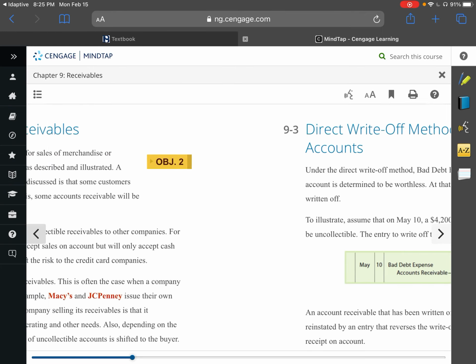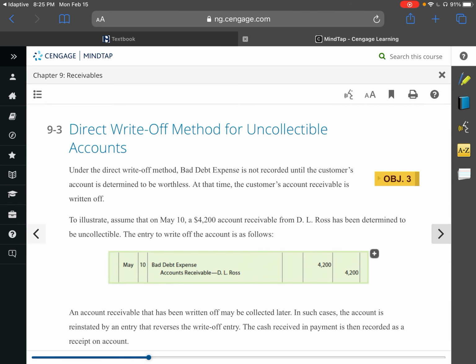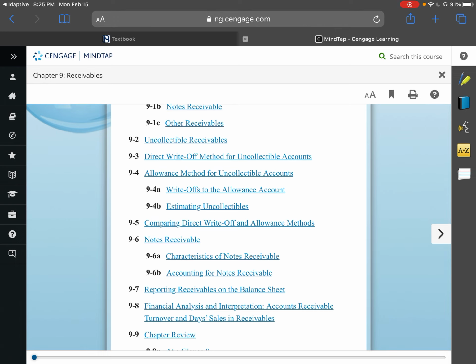So before next week, I want you guys to read through 9-3, the direct write-off method for uncollectible accounts, and 9-4, which is the allowance method for uncollectible accounts, and then 9-5 and 9-6. Okay, so those are the things that we are going to talk about next week. Those are things that we'll talk about in class.